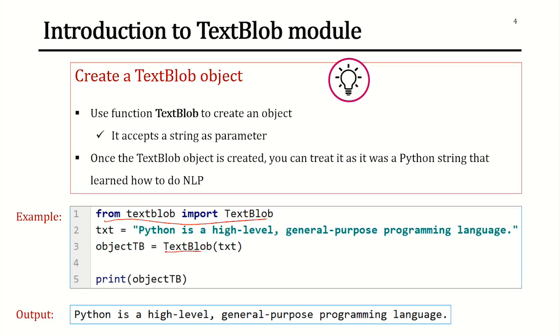So from this example source code, if we print the TextBlob object here, it is actually just a textual string. So before we can access other functions like noun phrases, part-of-speech tagging, language detection, we need to create this object first. So in the next slide we will see how we can perform some basic functions using the TextBlob module.